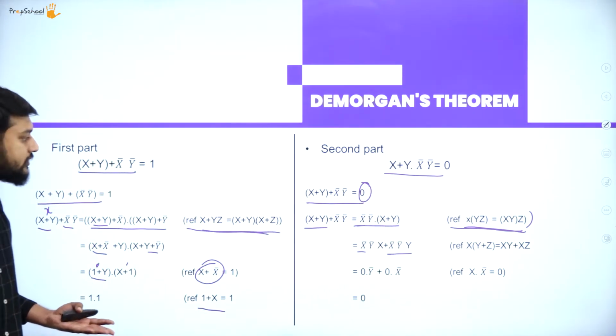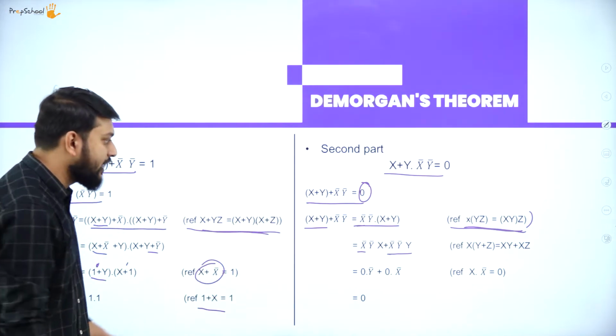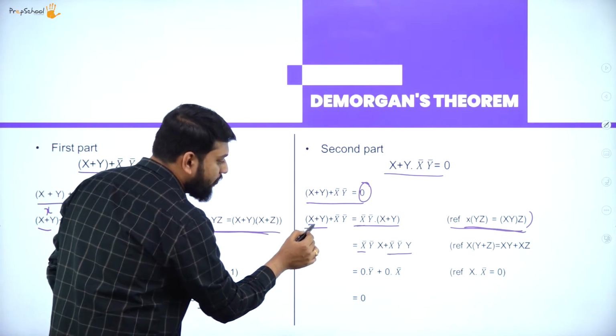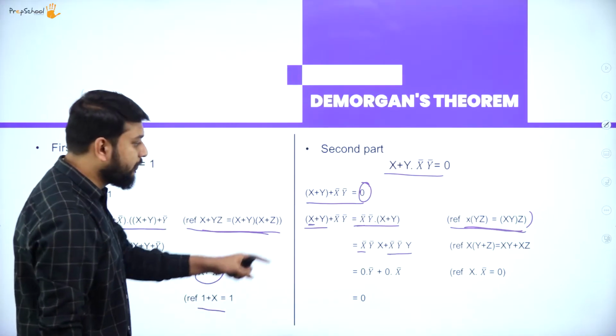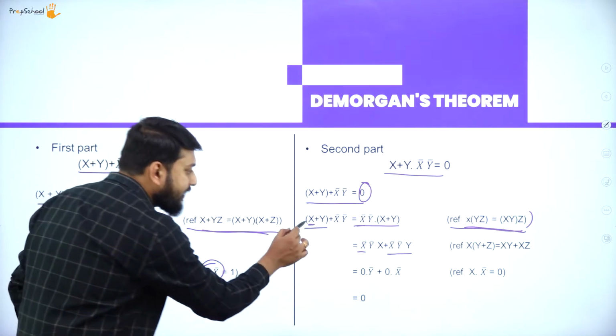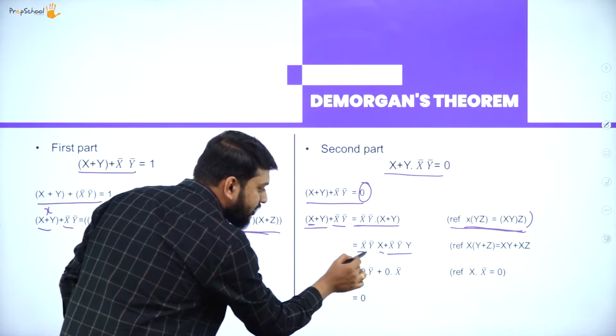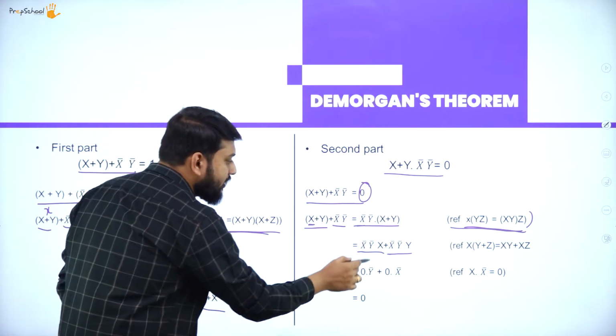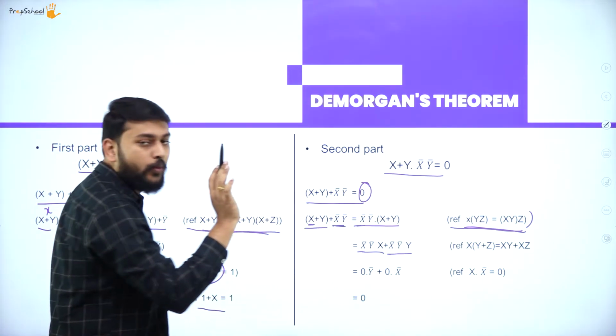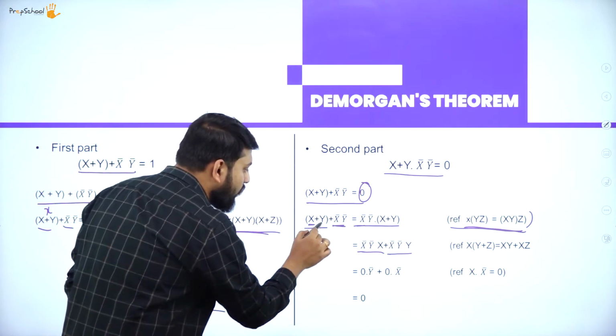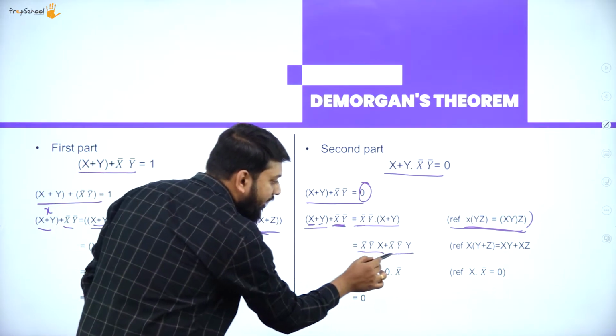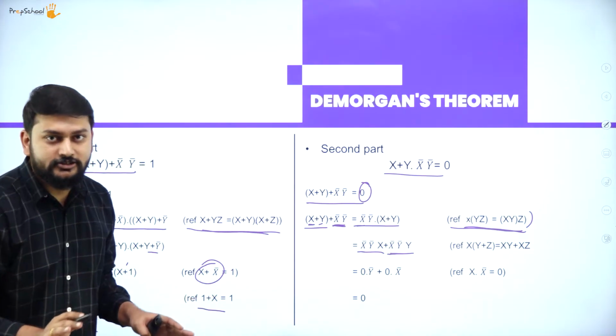How did you get this? Please understand, here I'm multiplying. I'm multiplying with this. x into x'y', that's what I have written here. In the same way, y into x'y', that's what I have written here. That's very simple.